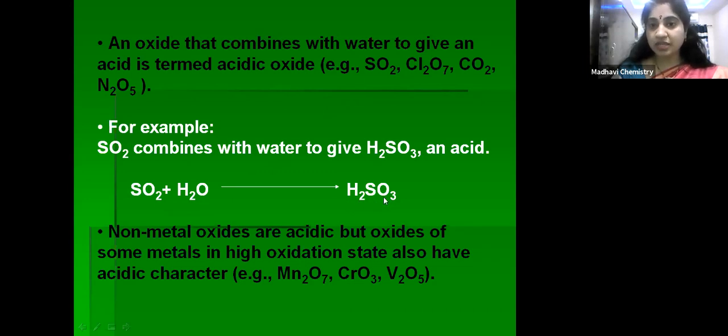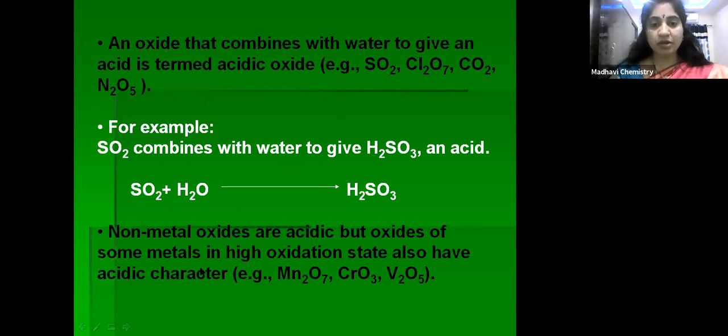H2SO3 is sulfurous acid. Similarly, SO3 is also an acidic oxide. SO3 plus H2O gives H2SO4. These oxides, when they combine with water, give acids. Such oxides are called acidic oxides. Mostly non-metal oxides are acidic oxides. In sulfur dioxide, sulfur is a non-metal. Chlorine is a non-metal. In carbon dioxide, carbon is a non-metal. In nitrogen pentoxide, nitrogen is a non-metal. So non-metal oxides are acidic in nature.